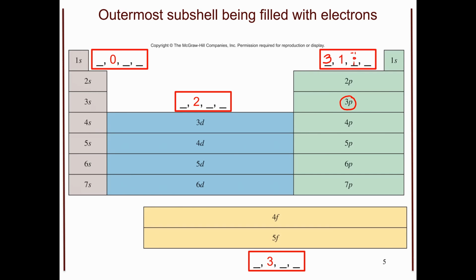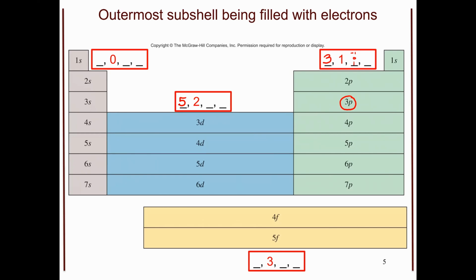As you can see here, our horizontal rows tell us the principal quantum number, and the blocks that they are in on the periodic table tell us the orbital type. For our d orbitals, located here in blue, our second quantum number must be a 2. So if I want to have 5d, the principal quantum number is 5, and our secondary quantum number must be a 2.